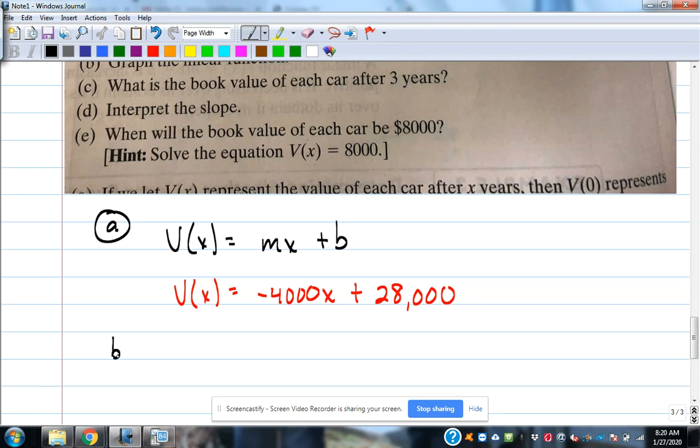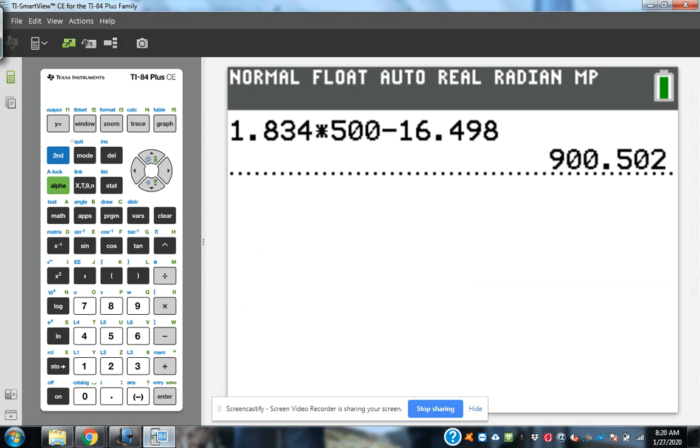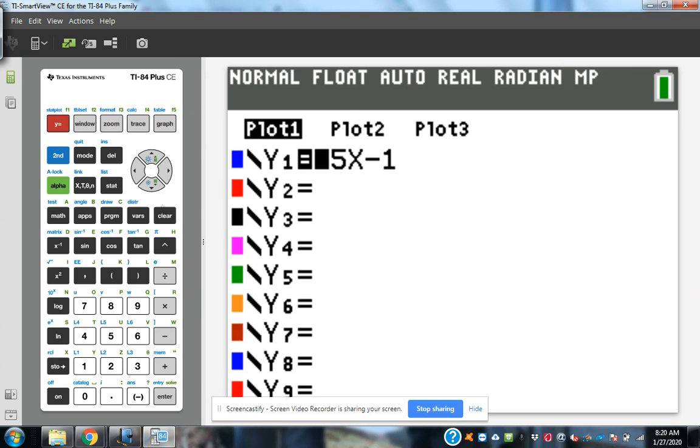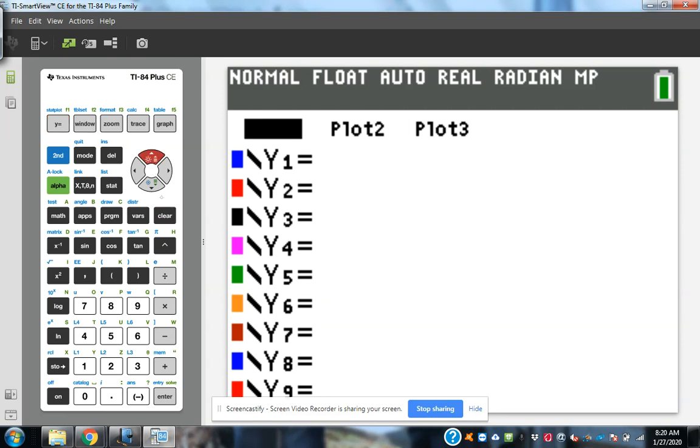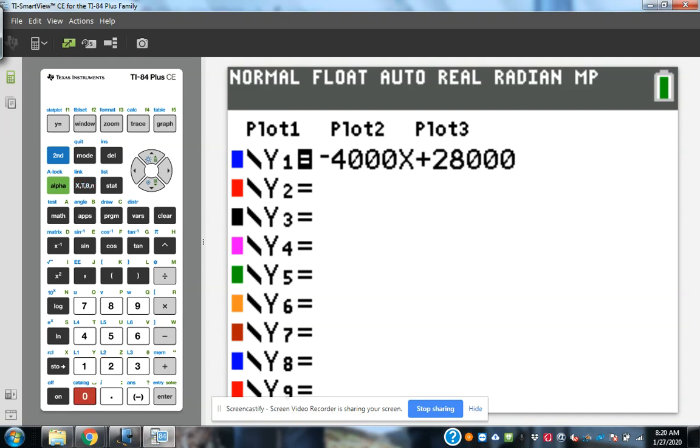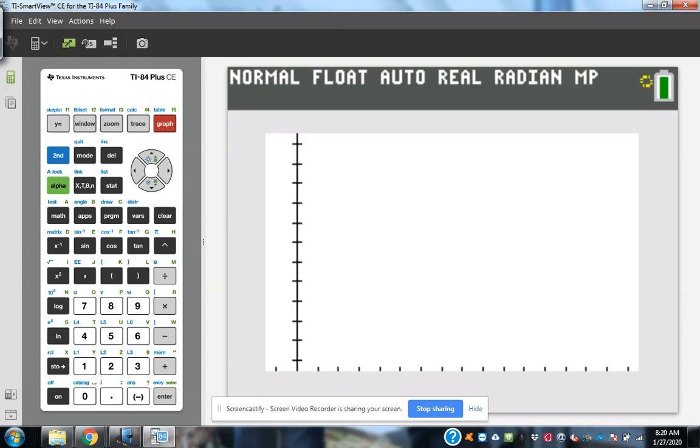All right. Part B says graph it. So let's graph that. I'll show you how to manipulate your graphing calculator a little bit with this. I'm going to clear out anything that I've got in my Y=, and make sure I turn off my plots if I've got any on. And I'm going to type in that equation, negative 4,000x plus 28,000. So that's big numbers.